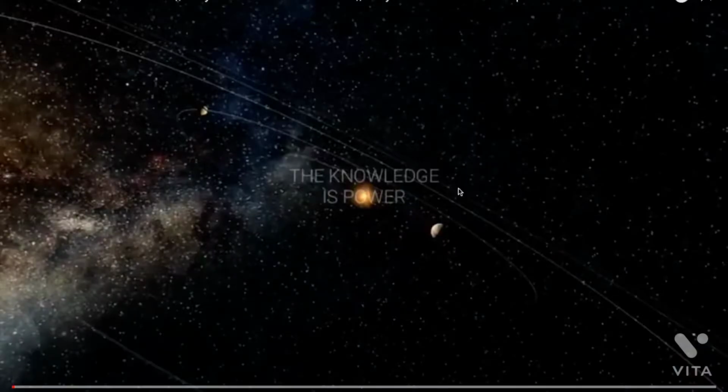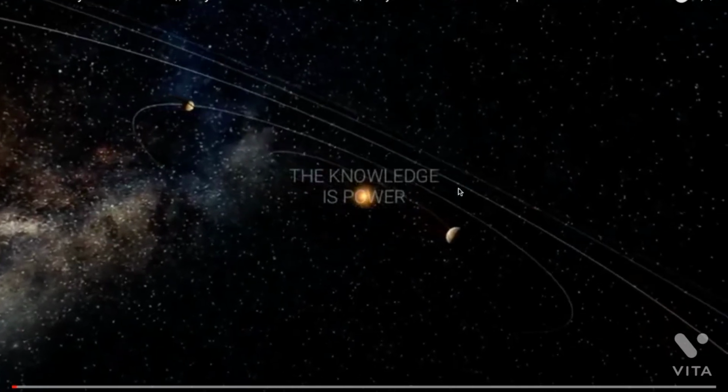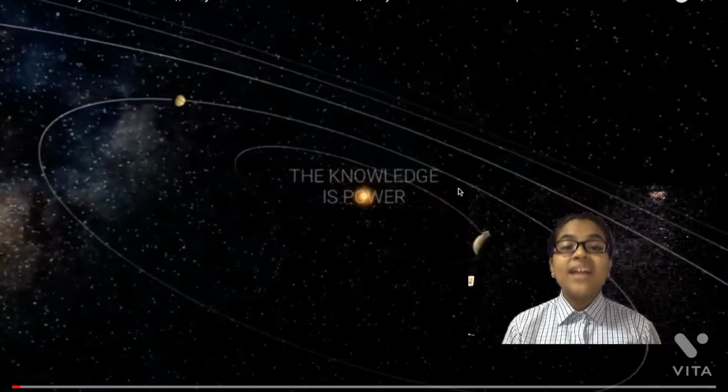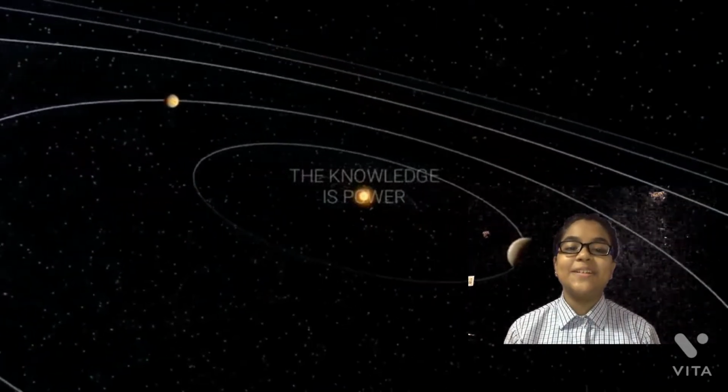We say that planets orbit stars, but that's not the whole truth. Planets and stars actually orbit around a common center of mass. This common center of mass is called what?